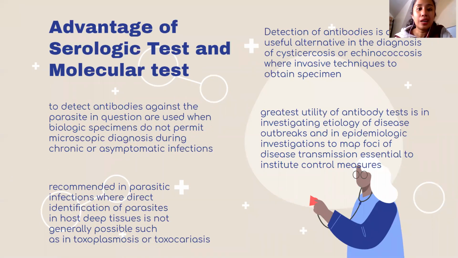So, the proteins which are antigenic, yun, dinadiscover natin sa molecular test in our RT-PCR. So, nagpa-PCR rin tayo sa mga parasitic diseases natin. So, number 1, to detect antibodies against the parasite in question are used when biologic specimens do not permit microscopic diagnosis during chronic or asymptomatic infection.